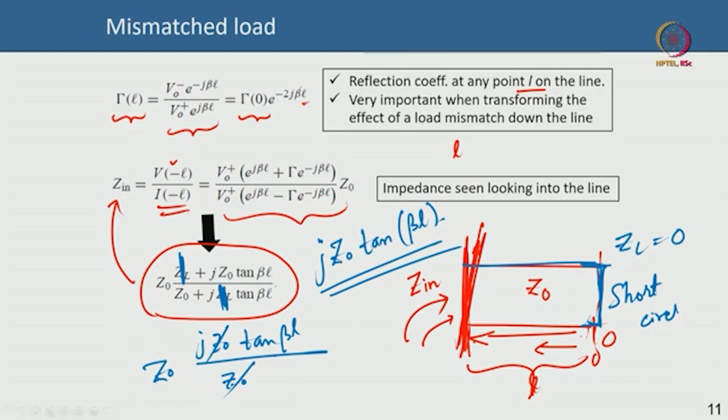Can you see that? It is actually amazing. This is imaginary of course, a purely imaginary component. This is the impedance looking into the line if a short circuit load is there. Now, you have seen that this is a tan of beta L, which is very interesting because it is now periodic. The tan function is periodic. So the input impedance can vary periodically as a function of L.